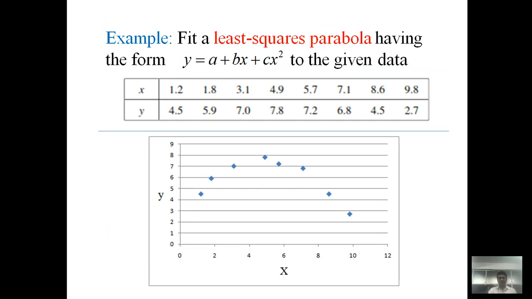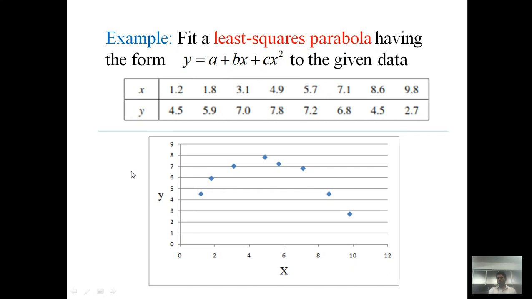So let's see the example. Say fit a least square parabola having the form, now this is the standard equation of parabola, y is equal to a plus bx plus cx square, to the given data. So a set of data points is given. When x is 1.2, the value of y is 4.5. When x is 1.8, value of y is 5.9. So on. When x is 9.8, the value of y is 2.7.